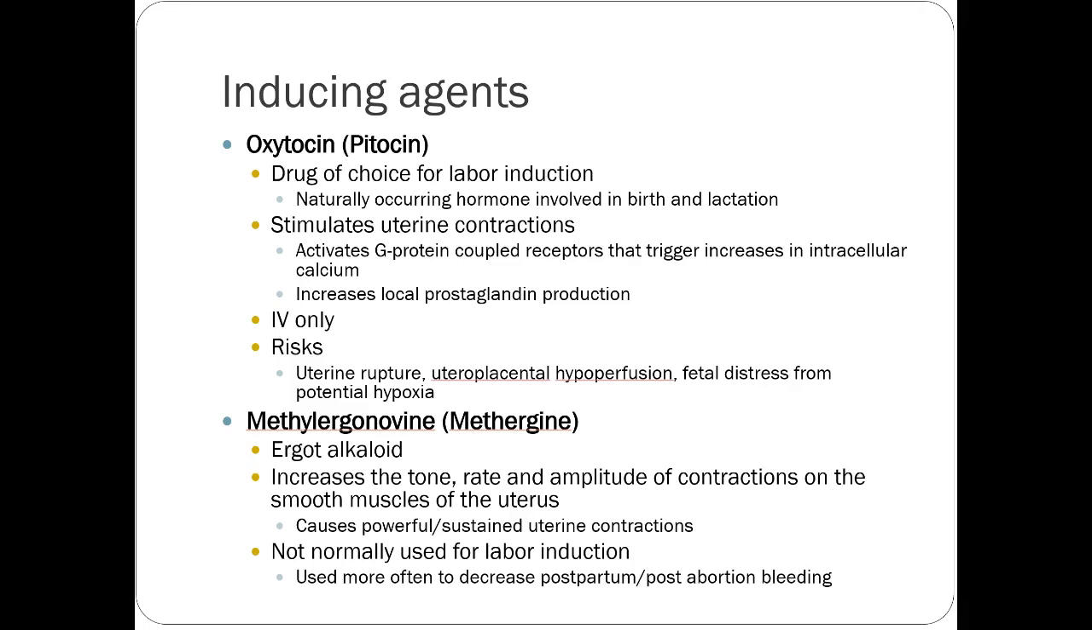Methylergonovine is a second line. It's an ergot alkaloid that increases tone, rate, and amplitude of contractions and causes powerful sustained uterine contractions, similar to the way oxytocin does, just a different drug. Normally not used for labor induction. It can be, but oxytocin is just always used, and it's usually effective more often than not. So the question is, would you ever really need to go to a second line option here? Probably not in most cases. But if you did, Methergine's an option. But most likely that's going to be reserved for postpartum bleeding, as it can help cut off blood supply to the placenta, where the placenta was previously, and that can help decrease bleeding.